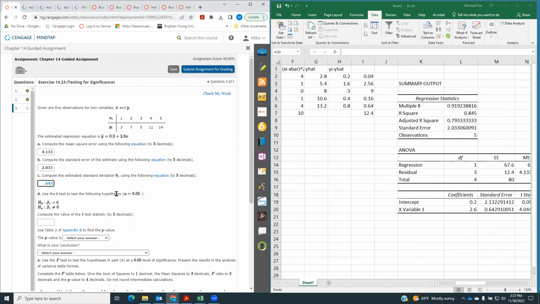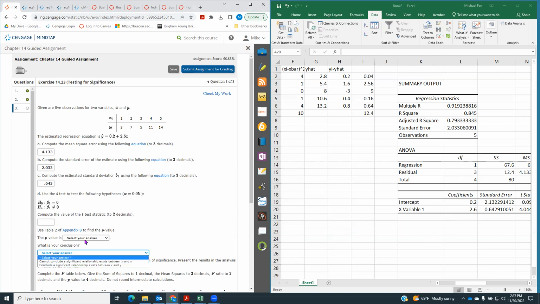All right. So we have all of these numbers, and you might be wondering why, and I would say don't worry too much, just work with them, and then they start to make more sense. So now they want us to do a t-test to test the following hypothesis at an alpha of 0.05. And the hypothesis is that beta B1 is equal to 0, or that it is not equal to 0. What we're really doing this for is to see if there is a significant relationship between X and Y, or not a significant relationship between X and Y.